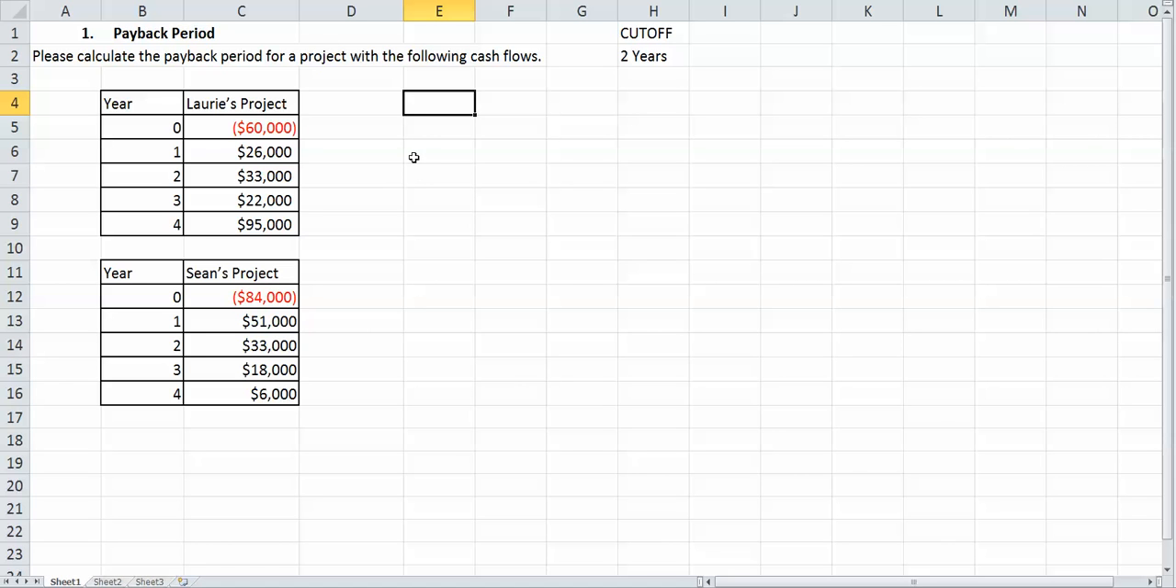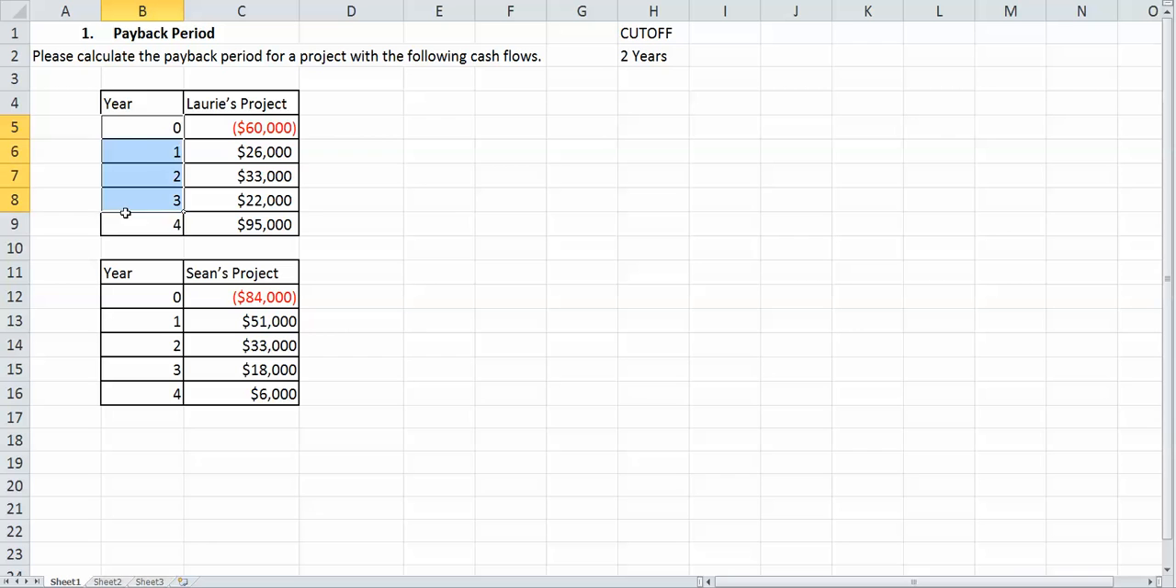So if we get our money back, say for Lori's project, the $60,000 that we've already paid out in year zero, when we get that back, if it's less than 2 years, we would definitely accept the project based on payback period. So we're going to analyze two projects here. As I already said, we have Lori's project, and then we also have Sean's project.